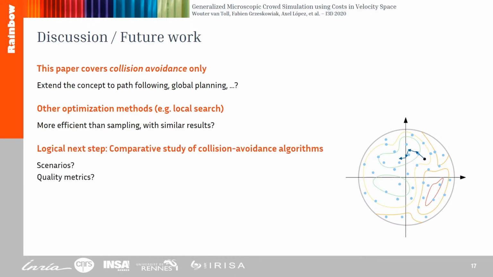Now, the most logical next step is of course to do a real comparative study between collision avoidance algorithms. But for this you need to think carefully about which scenarios you want to try out and also how you want to measure the quality of a simulation. So there are actually lots of related open questions that are really interesting as a future research topic, I think.